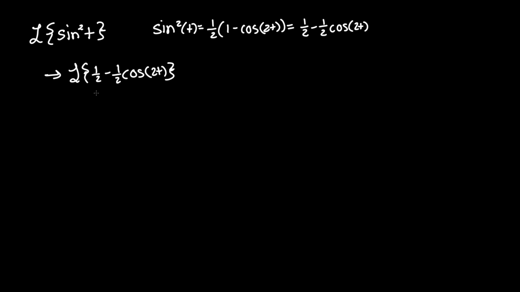Since these two terms are being added together, or rather subtracted, we can split them apart, and through linearity, you can bring the coefficient out in the front. So this becomes 1/2 Laplace of 1 minus 1/2 Laplace of cosine of 2t.